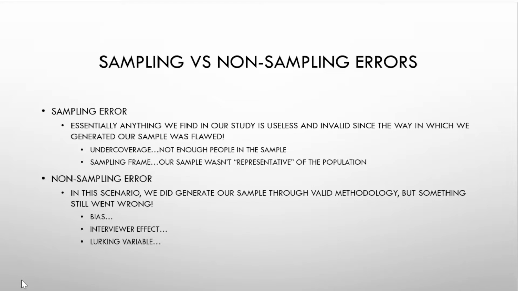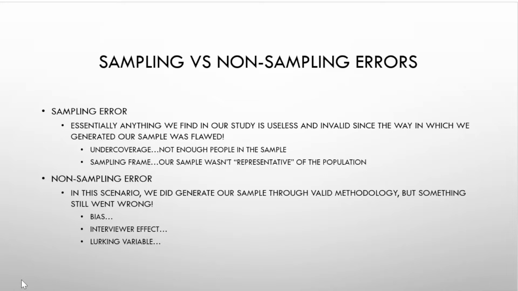Undercoverage is pretty easy to fix once we move into that. You literally just get more people, or more objects, more samples, and take a little longer to gather your data. The one that's more of a challenge and a more common mistake is your sampling frame. Our sample wasn't representative of the population. If we're not representative, our sampling frame's off.